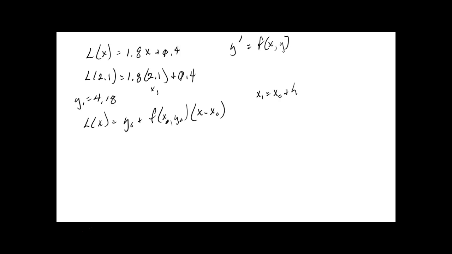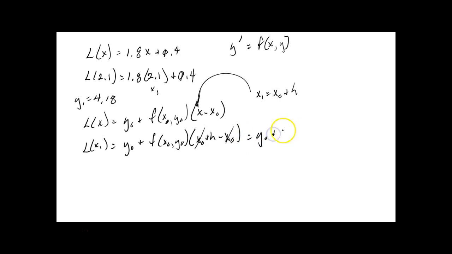That's going to go in place of the x here. So when you do that, your L of x1, that's the next increment, is going to be your y0 that you still had from before, plus f of x0, y0, times, and you put the x1 in instead, so this is x0 plus h, that's your x1, minus x0. Well, the x0s go out, and you're left with just y0 plus h times f of x0, y0.